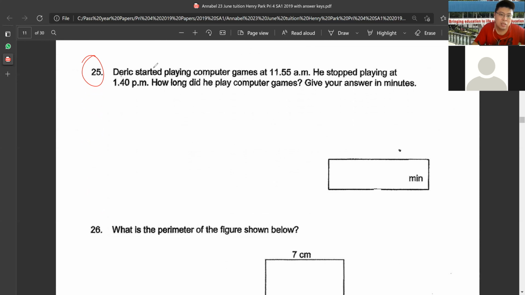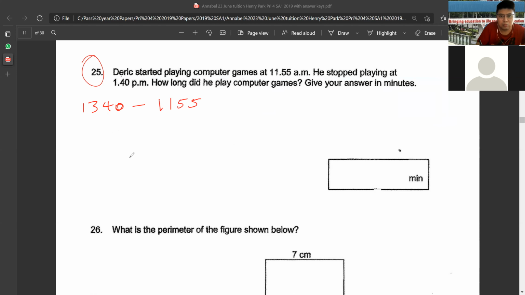Derek started playing computer games at 11:55 a.m. He stopped playing at 1:40 p.m. How long did he play the computer games? So what must you do? 1:40, you change to 13 hours 40 minutes. This represents your 1:40. And 11:55 is 11 hours 55 minutes.